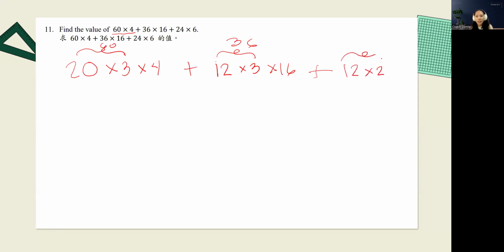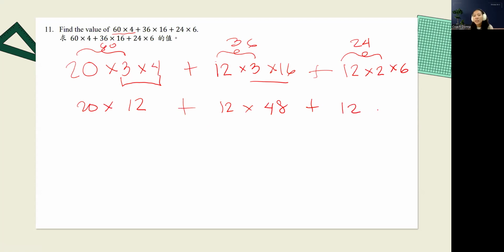All right, this is our 24. Copy the multiply by 6. Okay, what's the point here? I'm trying to get a common number so we can take it out. So you have here 3 times 4, that's 12. So you now have 20 times 12 plus 12 times, what's 3 times 16? 3 times 16 is 48. Okay, plus 12 again times 12 right here.